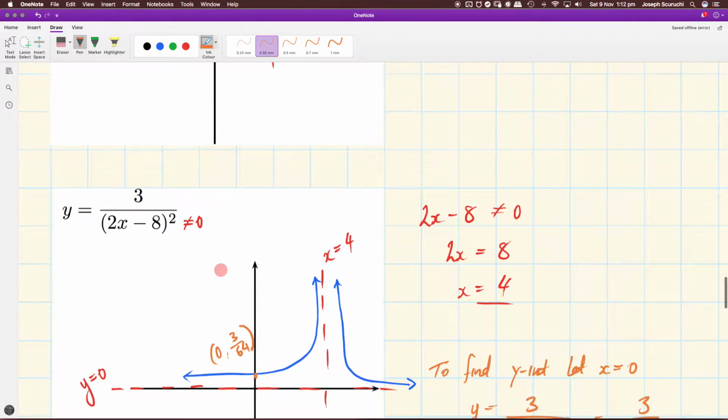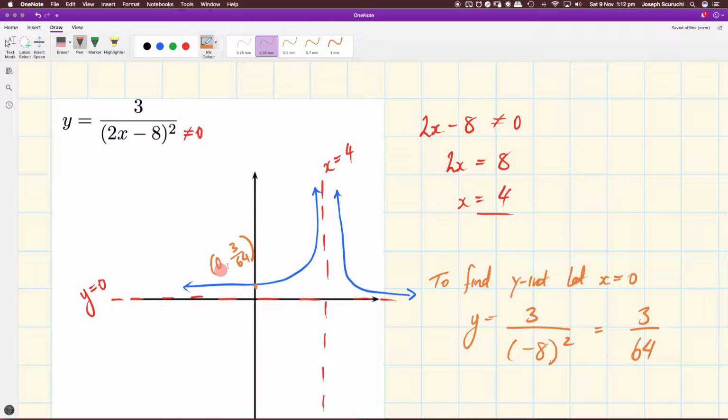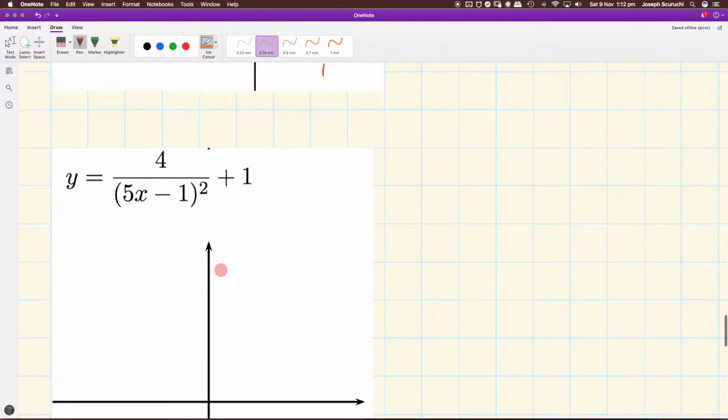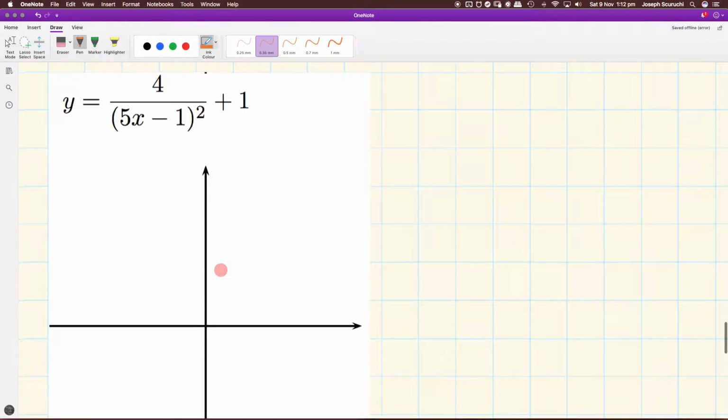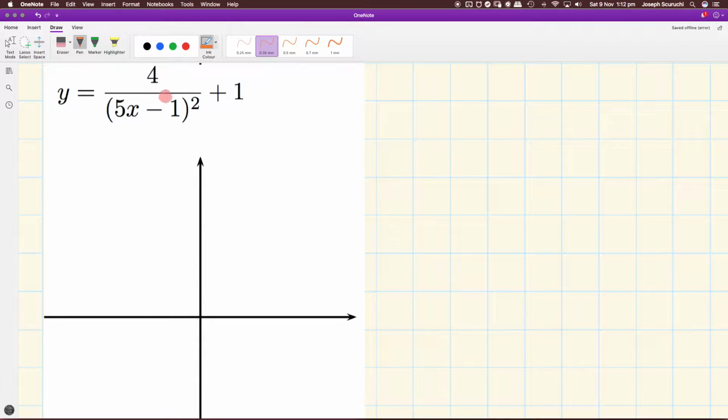I'll leave it there for a second. So that's everything I did. Let's now move on to the next one. Okay, so for this one, I immediately upon looking at it know that both my asymptotes are going to change. So let me write in my asymptotes again. What are my asymptotes going to be?